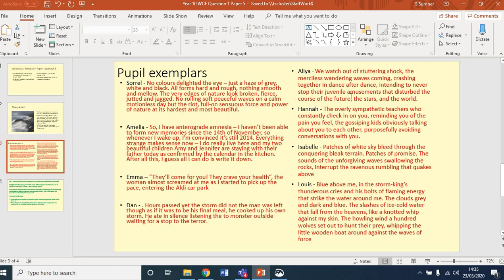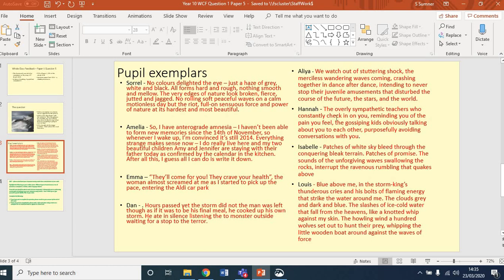Aaliyah's writing is very, very rich in imagery and metaphorical, and until the very end of the piece, you don't get the identification of character, so that works really, really well. And the idea of the images here: the merciless wandering waves, a dance after dance, juvenile amusements. And then here we look at this sort of three-part section: the future, the stars and the world. So we start off with a completely abstract concept, then we come to something that is physical but very distant, before we zoom back in on the world and the place that we ourselves occupy.